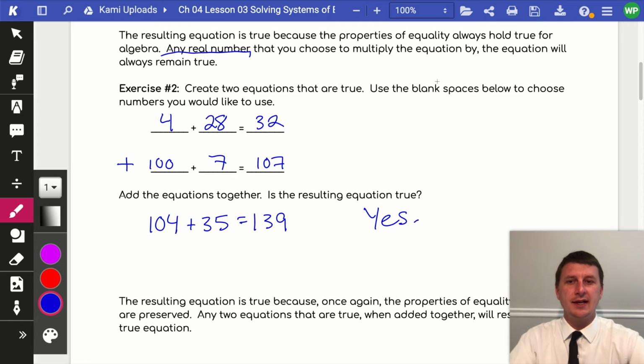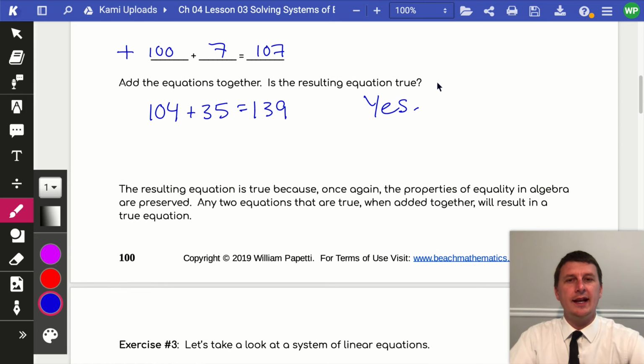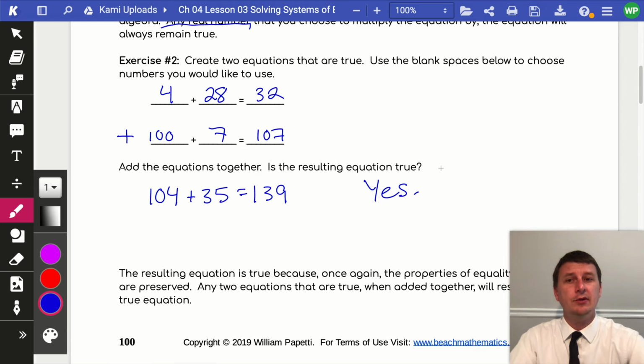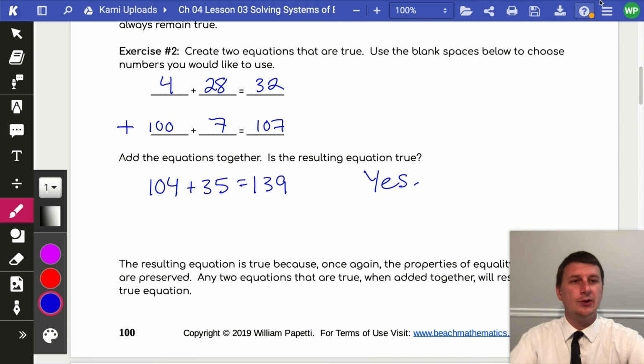Now you're ready for exercise number 3. We're going to take a look at an actual system of equation and solve it by elimination, using the ideas you learned in exercises numbers 1 and 2. Good luck.